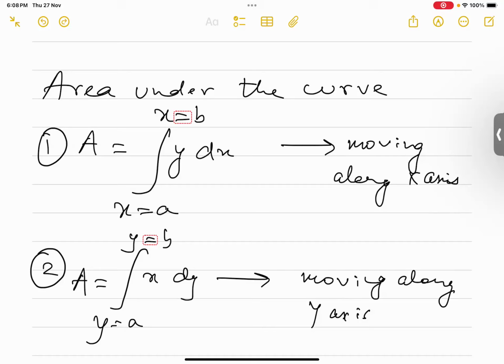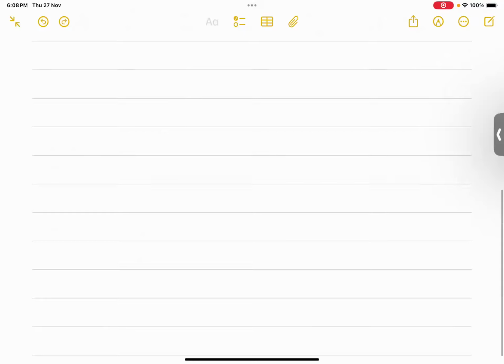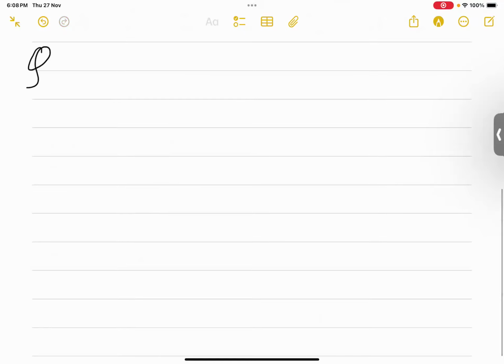So 90% of the problems are based on formula number one, where we'll be moving along the x-axis. So page number 157, question number one, sub question one, Exercise 7.1.